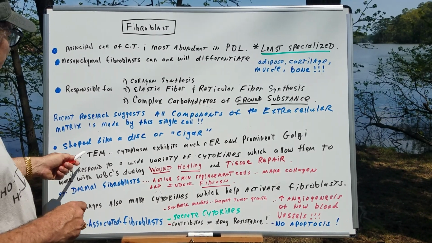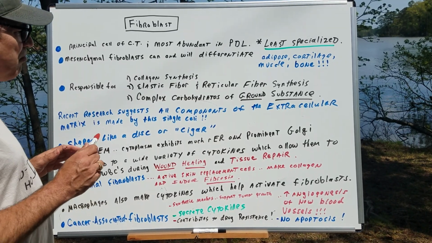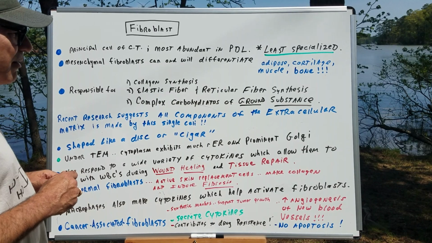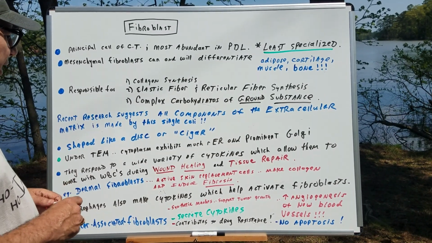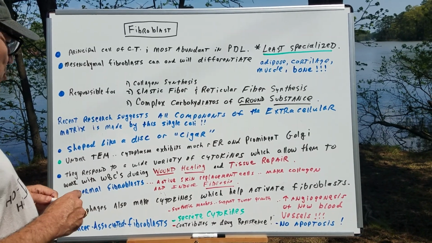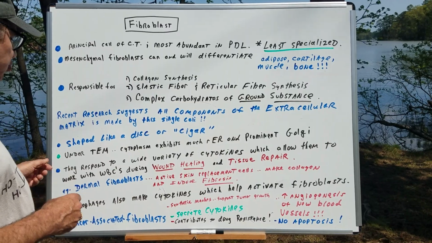Under the transmission electron microscope, the cytoplasm exhibits much rough endoplasmic reticulum as well as a prominent Golgi. Now, they respond to a wide variety of cytokines, which allow them to work with the white blood cells during wound healing and tissue repair.